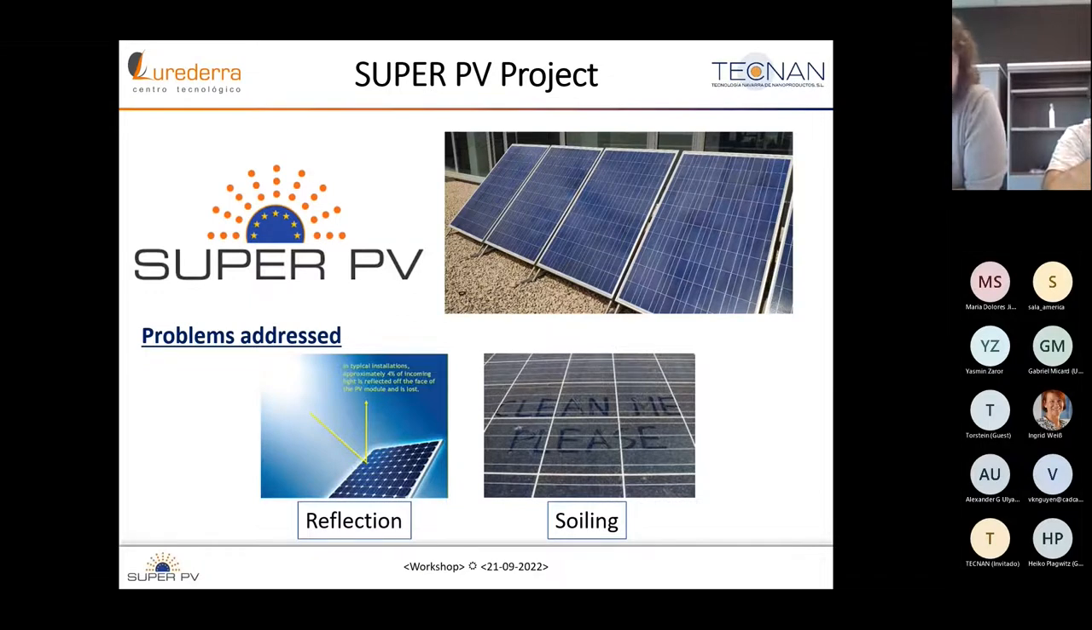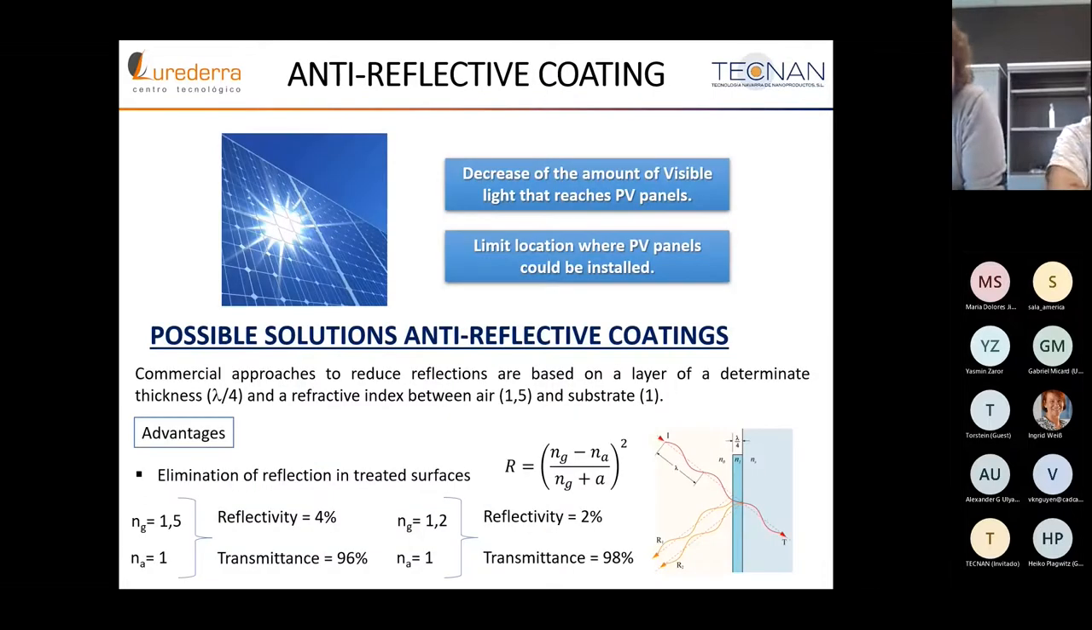of this talk, in which we are trying to solve two problems of modules, which are reflections and soiling. In the first case, reflections produce a decrease of the amount of light that reaches the cell, limiting the energy that can be obtained by the panels, but also limit the locations where those modules can be installed, since they cannot be installed close to airports, for example, to avoid blinding the pilots.